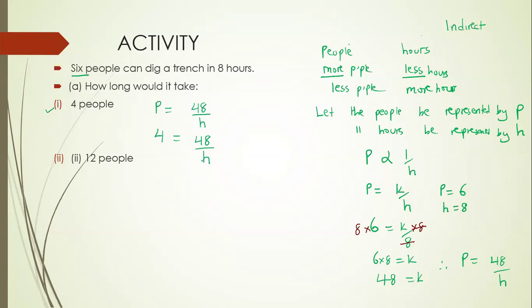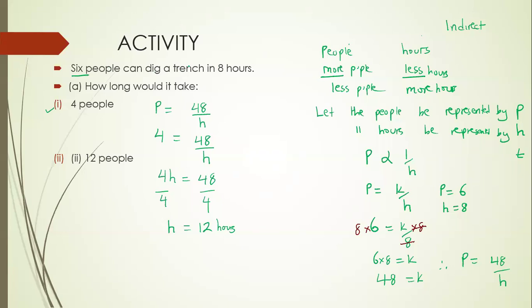So since you are interested in hours, you cross multiply. So we shall have 4H is equal to 48. Then the next thing, divide by 4, divide by 4. So what is 48 divided by 4? Your hours will equal 12 hours. Sometimes, in case of using H, you can use T. It is very okay. So that means that 4 people will take 12 hours. And you see it makes sense that when you had 6 people, it took 8. So when the number of people reduces, we expect that more time will be taken.